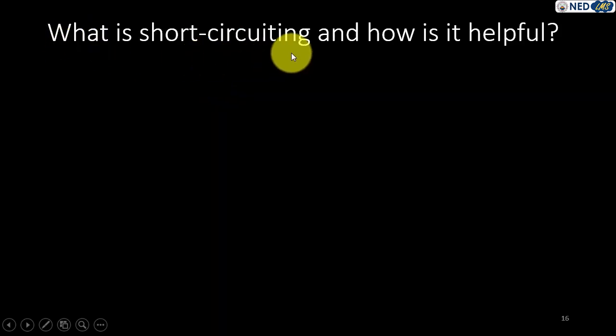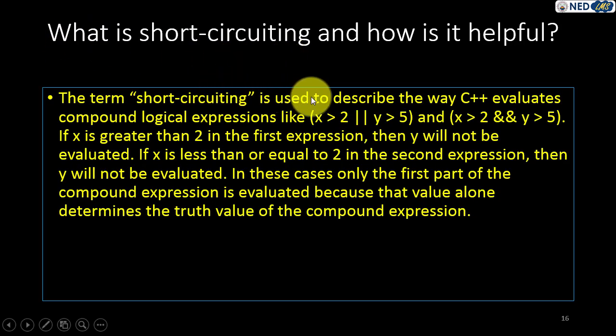What is short circuiting and how is it helpful? Short circuiting is used to describe the way the C++ compiler evaluates compound logical expressions. Obviously, if this expression is true, then it doesn't need to evaluate this expression, because it already knows this is true, and we have an OR operation, so it doesn't need to evaluate this thing. Similarly, if this condition is false, then it doesn't need to evaluate this expression, because any AND operation with an operand as false is going to be evaluated as false.